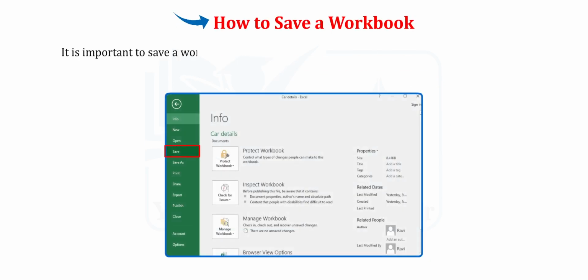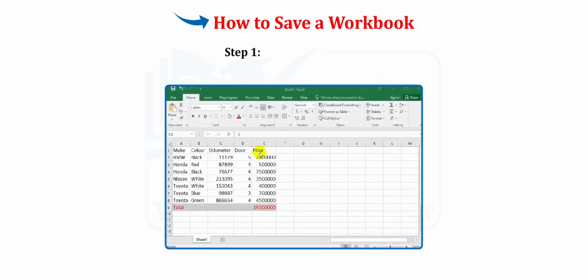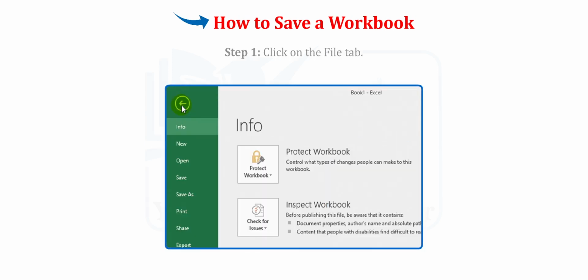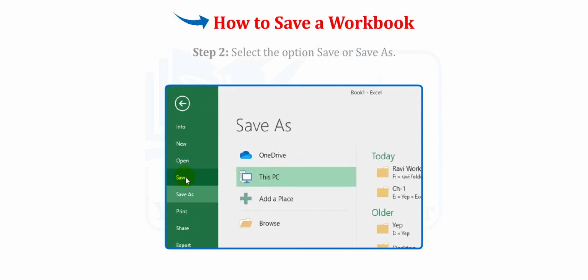How to save a workbook? It is important to save a workbook whenever we start a new project or change an existing one. Saving early and frequently can prevent our work from being lost. Follow the steps given below to save a workbook. Step 1. Click on the File tab. Step 2. Select the option Save or Save As.